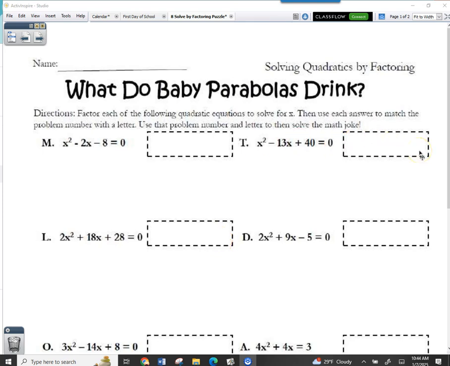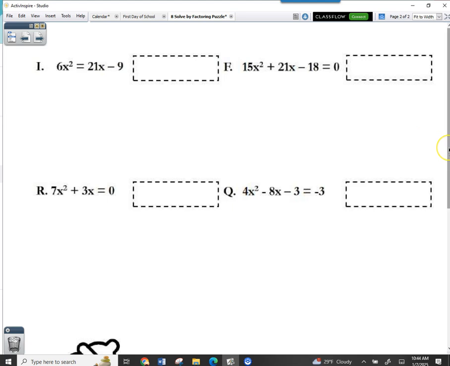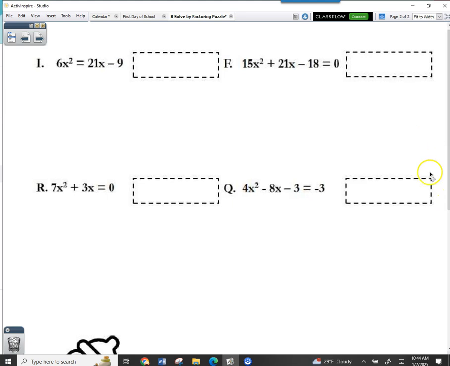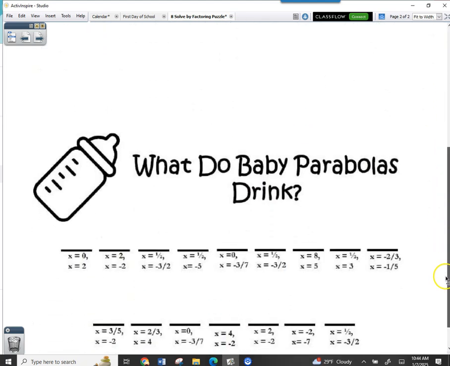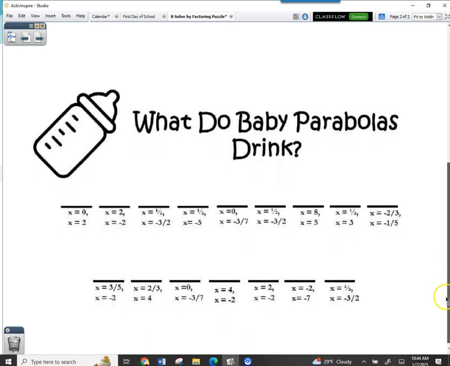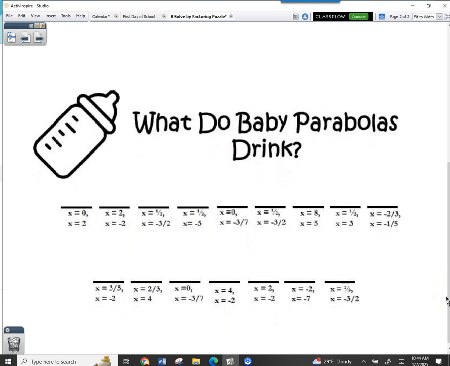Here we go. We're going to look at this puzzle. You will notice instead of numbers 1 through whatever, there are letters. And if you go to the back, you will notice at the very bottom, there's a decoding system. So we're going to answer the riddle, what do baby parabolas drink?